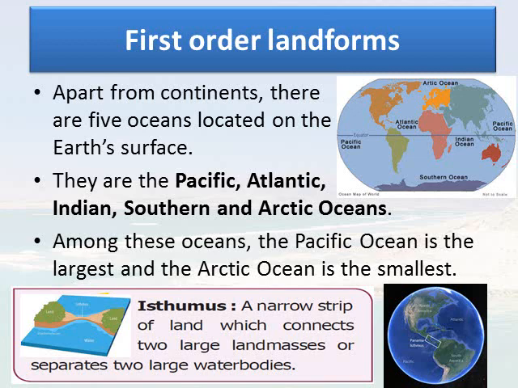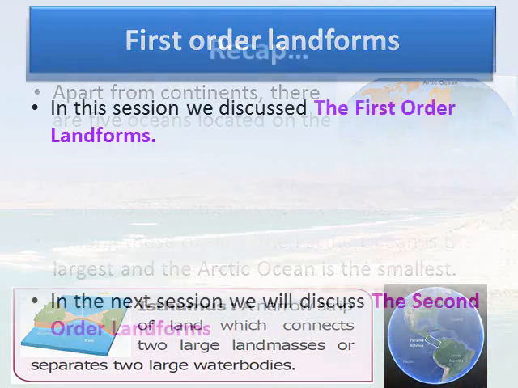There is a land called an isthmus. It is a narrow strip of land which connects two large land masses or separates two large water bodies. The Isthmus of Panama, you can see in the picture there, connects North and South America. It separates the Atlantic Ocean from the Pacific Ocean.